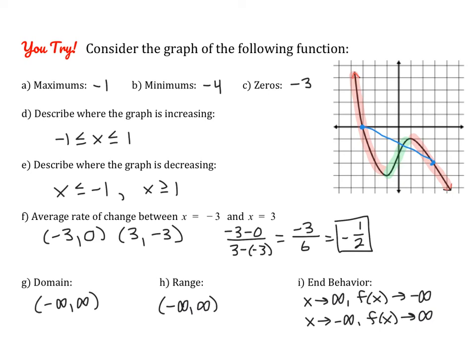And then for the end behavior, moving to the right, our graph goes down. So as x approaches positive infinity, f of x approaches negative infinity. And then moving to the left, our graph goes up. So as x approaches negative infinity, f of x approaches positive infinity.